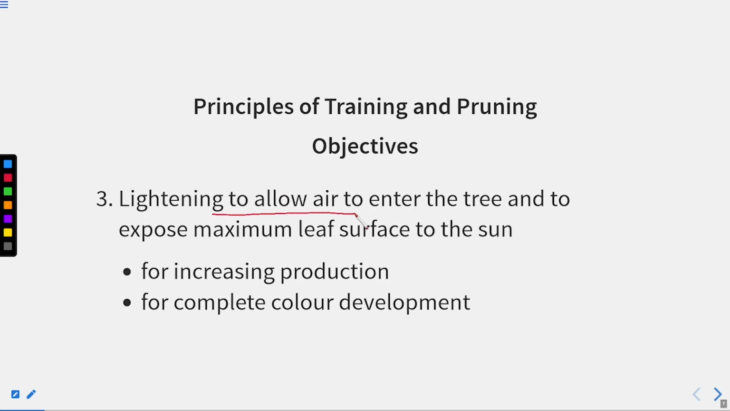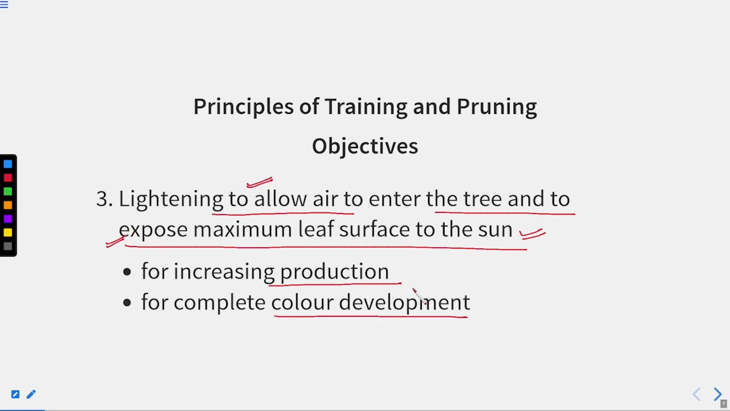Lightening, to allow air to enter the trees and to expose the maximum leaf surface to the sun. This is a very important aspect of training, that we allow light to fall properly on the plants, bushes or any tree, so that they can do proper photosynthesis. Aeration to the plants should also be done in a proper way. So this training is done for increasing production and for complete color development.